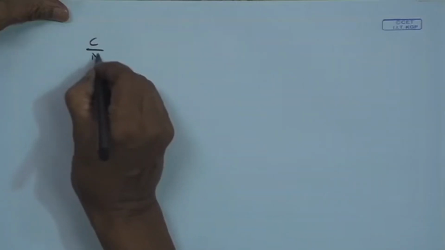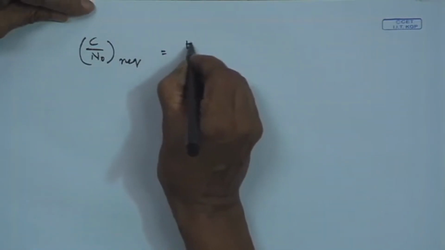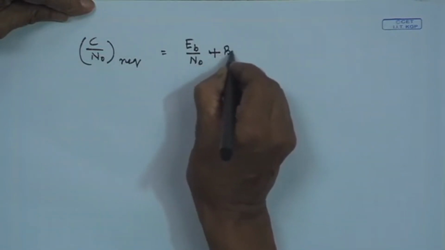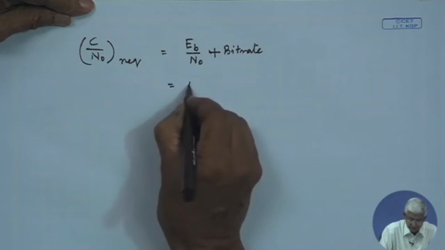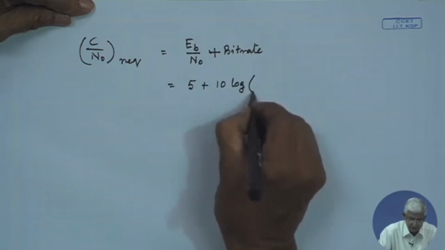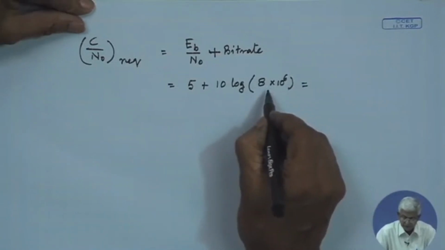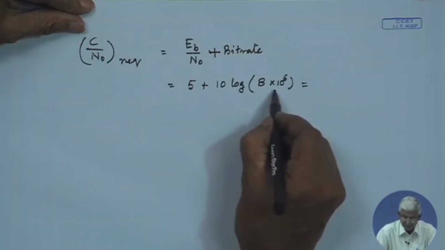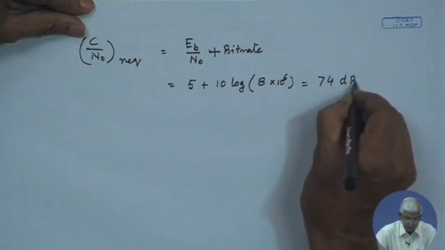Let us try to find out now C by N naught required. This can be found out from Eb by N naught required in dB and the bit rate. Eb by N naught was given 5 and bit rate was given 8 megabits per second, so it is 8 into 10 to the power 6. 1 megabit is 60 dB and 8 megabit is 9 dB more. So 69 dB and 5 dB together it will give 74 dB hertz.